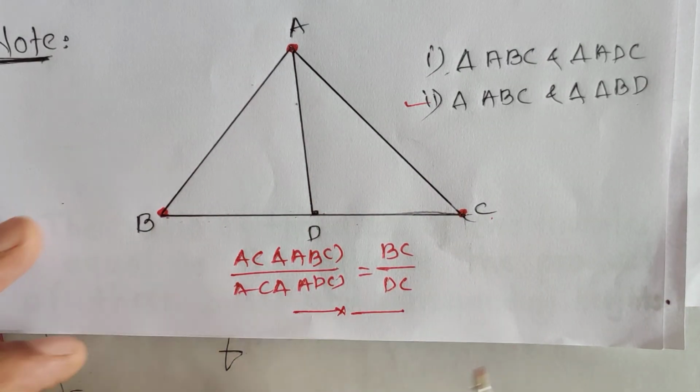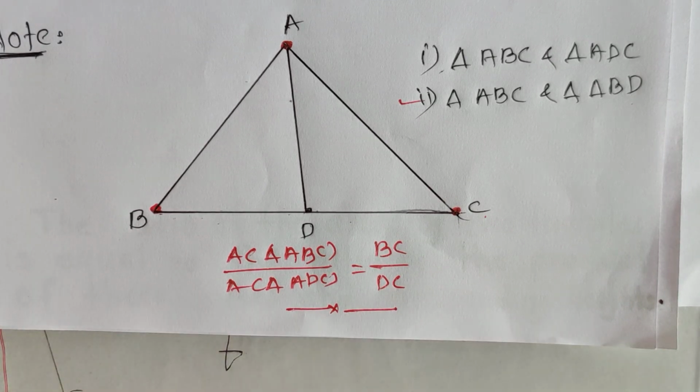So here these properties of the ratio of areas of triangles, these 3-4 properties, are completed. I hope you have understood all the properties.